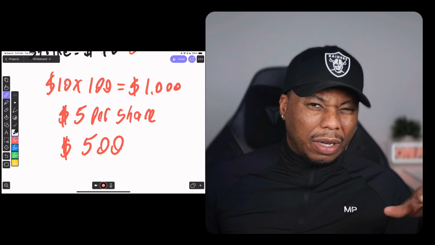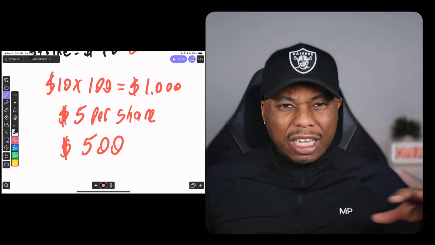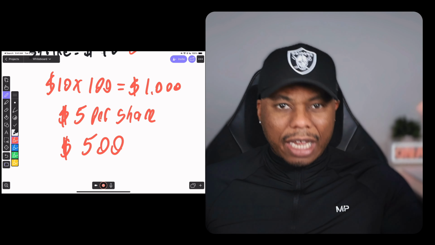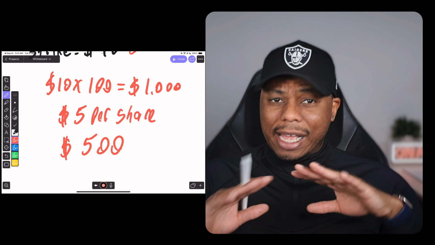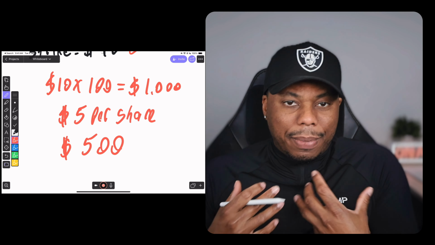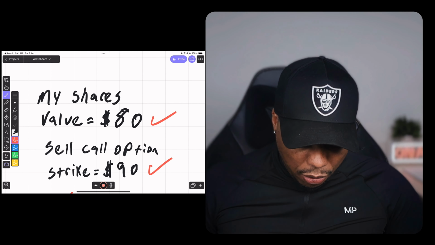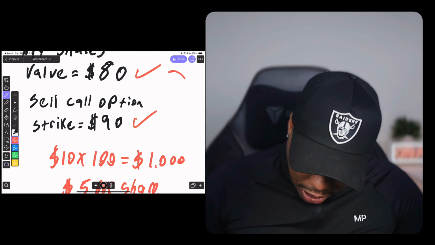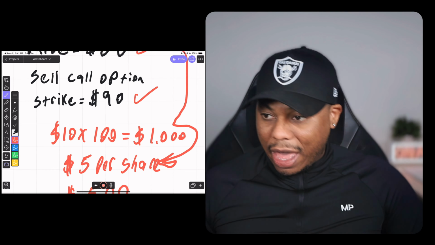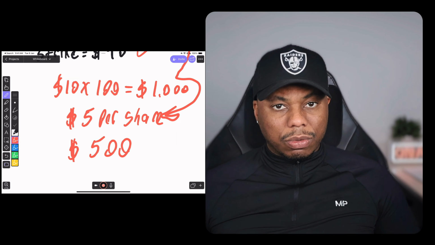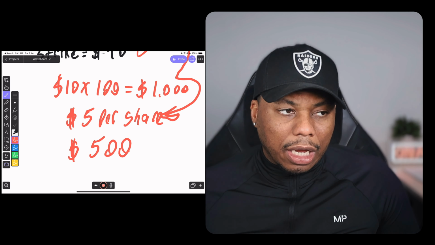But if I feel like people are speculating and this thing really probably won't move above that $90 strike price, and this person is wrong and it doesn't exceed that $90, guess what happens to little old me, who actually owns these shares? It's like Monopoly. I get to go back and collect that $500 premium that that person paid. Because remember, if they're wrong, they lose their money.